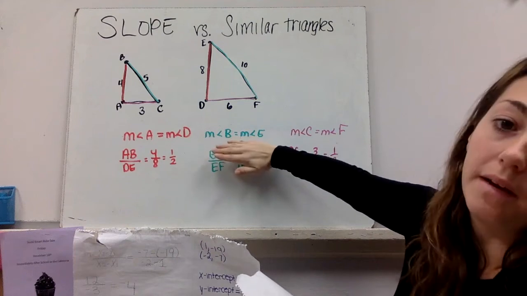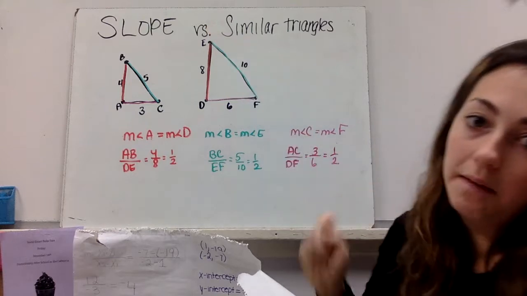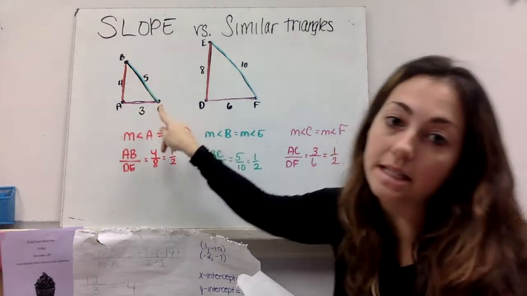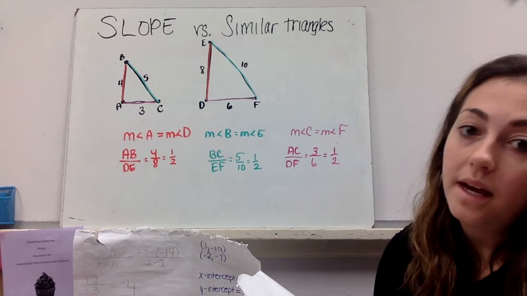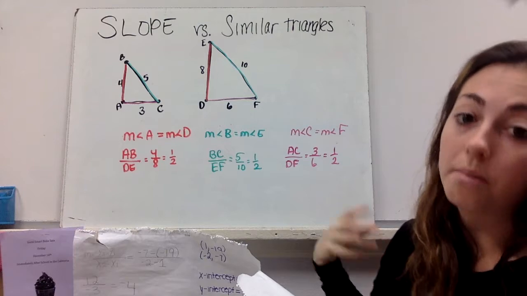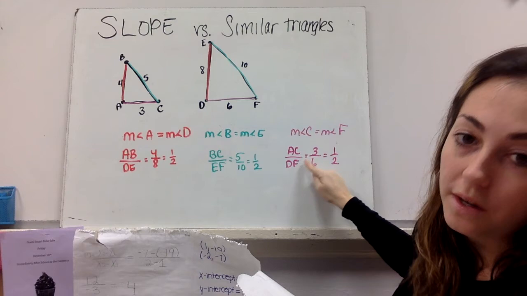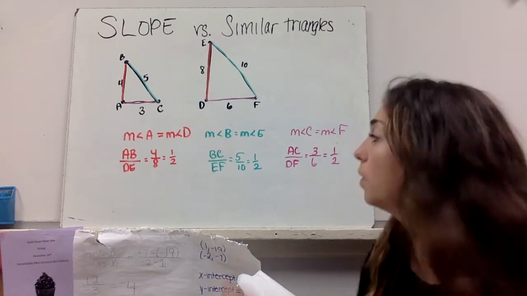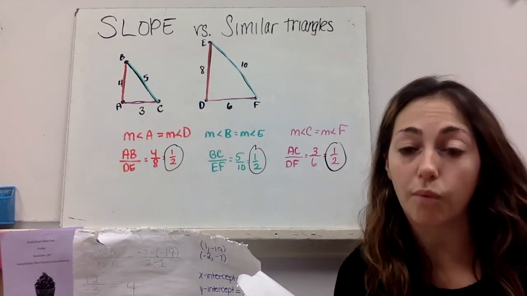Similarly, if you look at the green, the measure of angle B equals the measure of angle E. And if we compare the ratios, we've got BC over EF, which is 5 over 10, and that's 1/2. And then lastly, the measure of angle C is equal to the measure of angle F, so these are proportional. We look at AC over DF, which is 3 over 6, and that also is 1/2. So all three side lengths, when you compare them, give you the same 1/2.